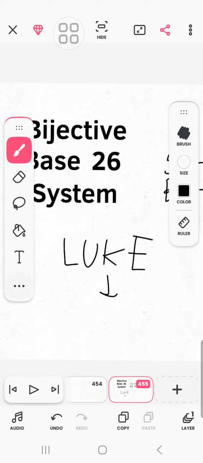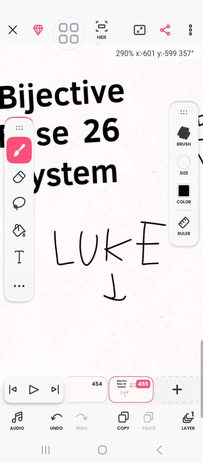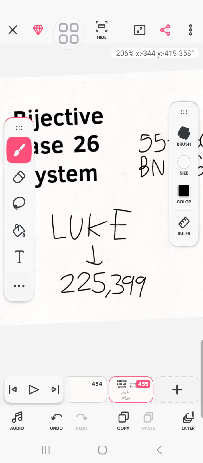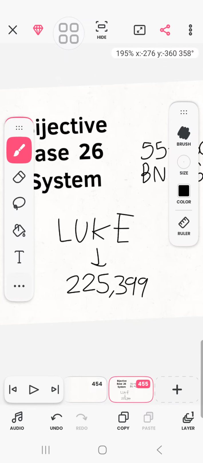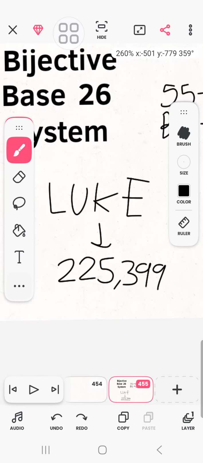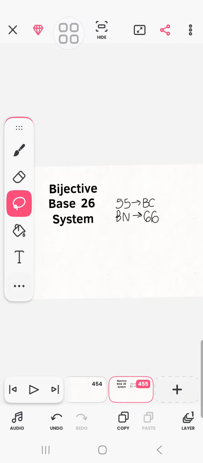So when converting alphabet letters, you can make words with them, and this is something that might be pretty fun to play around. You can even have your name, which for example is Luke, and convert it into a number, which is for anyone named Luke, your number in the base 26 bijective system is 225,399. How cool is that? Of course, this video is not meant to be taken seriously.